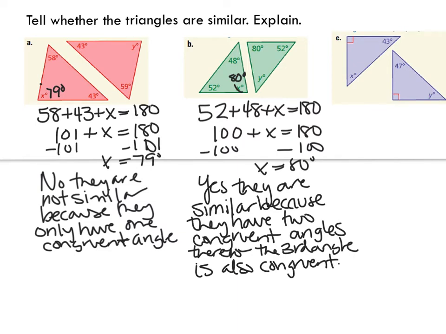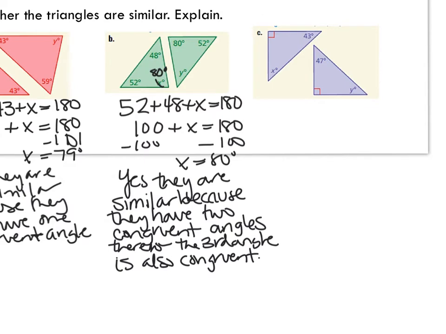Okay, why don't you pause the video and see if letter C are similar triangles. All right, in letter C, I notice I have a 90-degree angle in each of those triangles, so there's one of my congruent angles. Now I want to see, is y going to be 43 or is x going to be 47? Again, I'm going to use the left-hand side, but it doesn't really matter, so I'm going to go 90 plus 43 plus x equals 180.